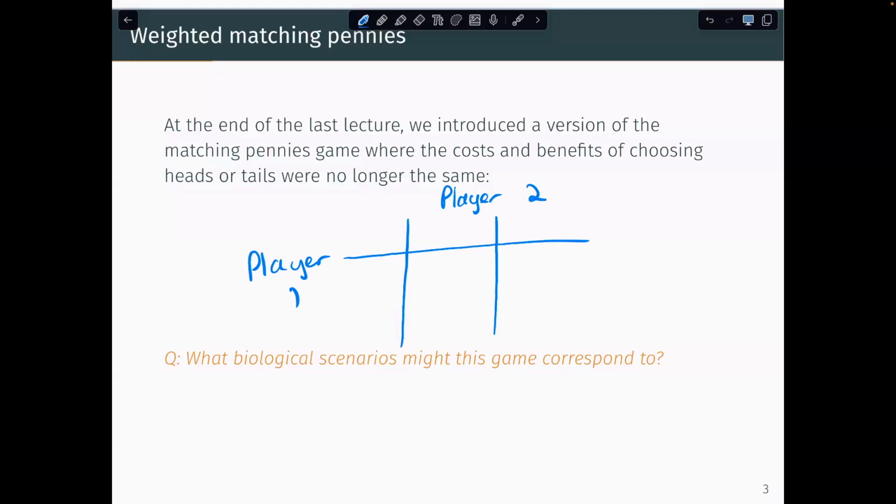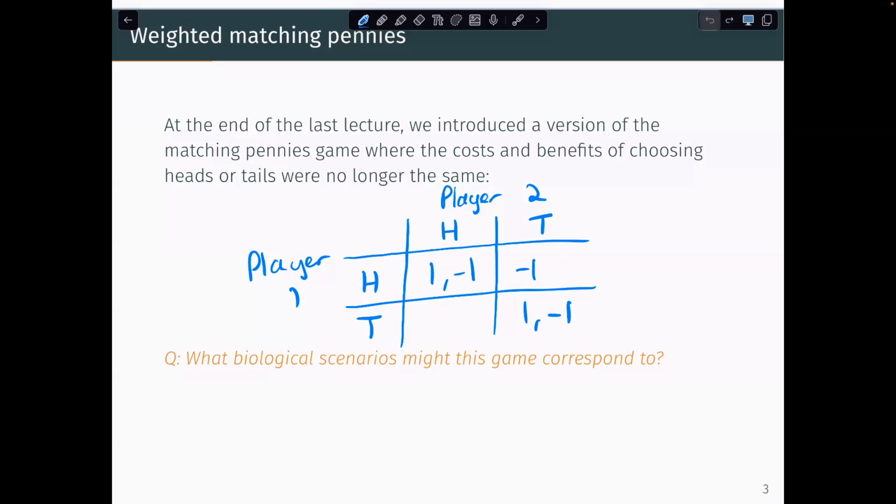And you can each play heads or tails. If you remember the scenario, you each have a penny, you both show the penny at the same time, either showing heads or tails. If the pennies match, then you get $1. If the pennies don't match, then you have to pay your friend $1. So you always have one winner and one loser. So we had, for example, 1, minus 1, 1, minus 1, minus 1, 1, minus 1, 1. That's what we had previously.